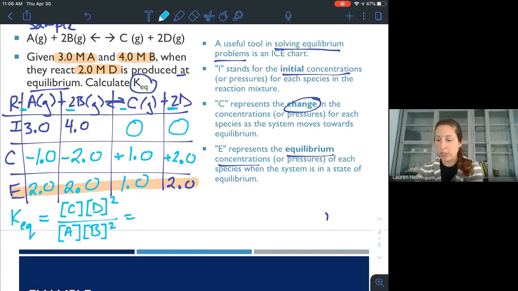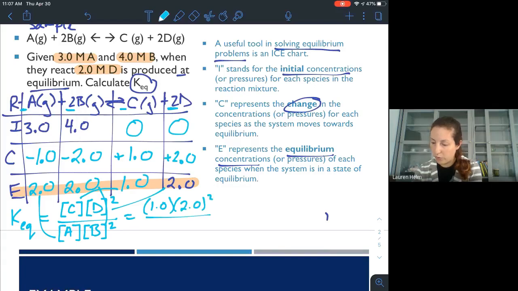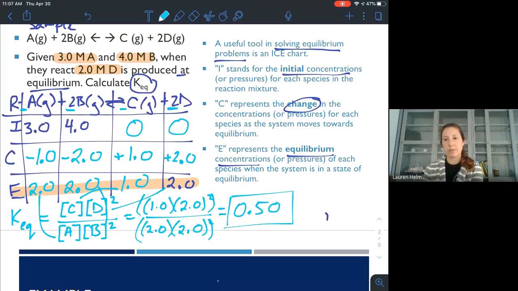And I actually now know the equilibrium concentrations, so I can plug all of these into my formula. So I get 1 times 2 squared over 2 times 2 squared. And then I'm just going to do this on my calculator, order of operations. I'm going to make sure to square the 2 first and multiply by 1, divided by 2 squared multiplied by 2. And I get our equilibrium constant is 0.5. And remember, this is a unit-free number.